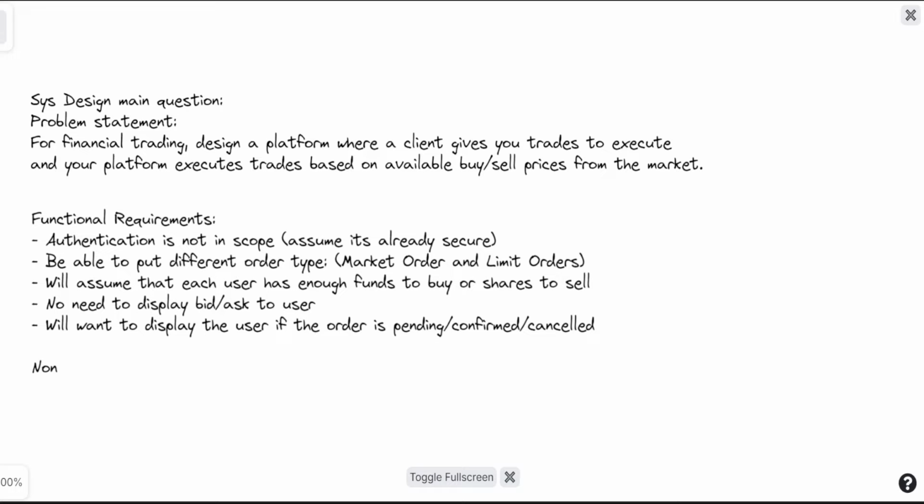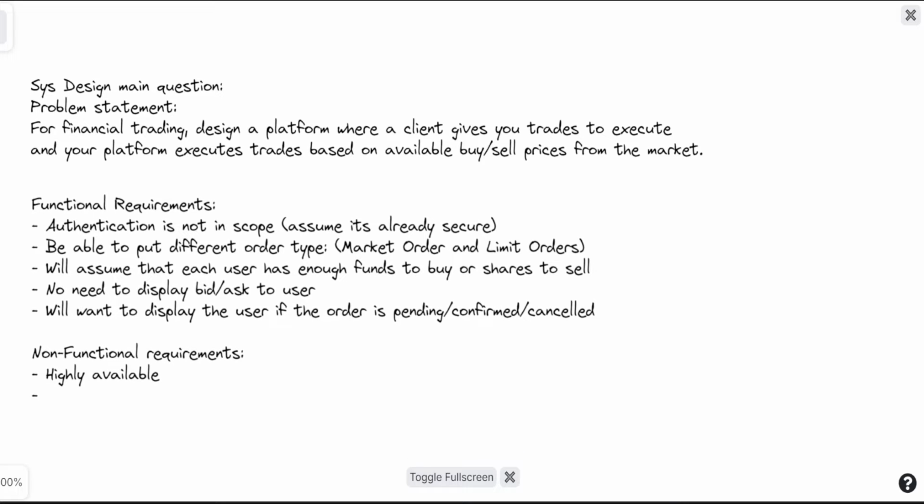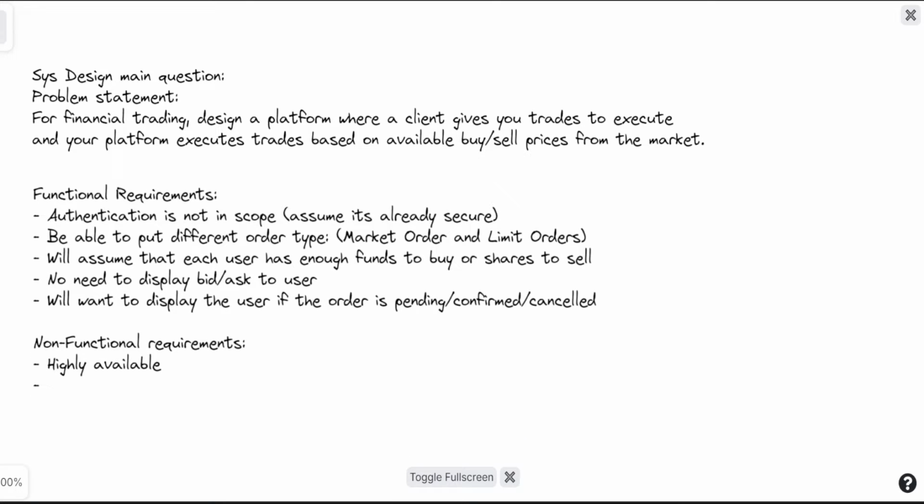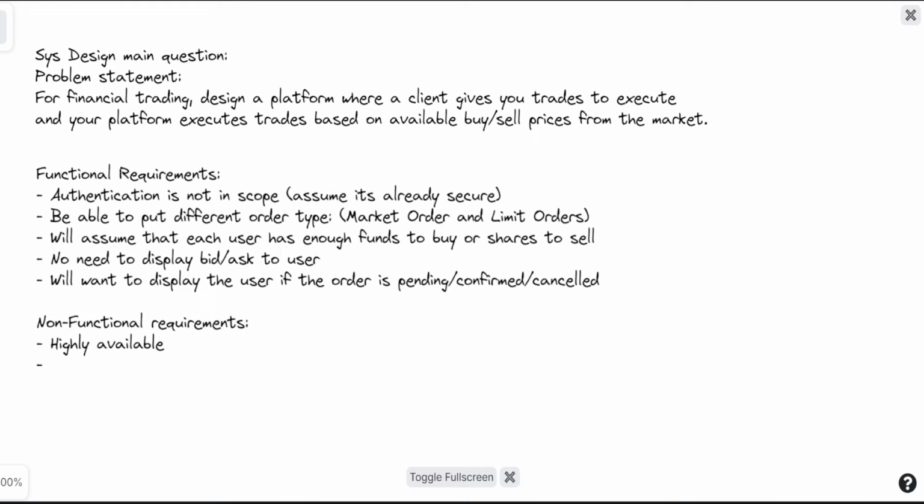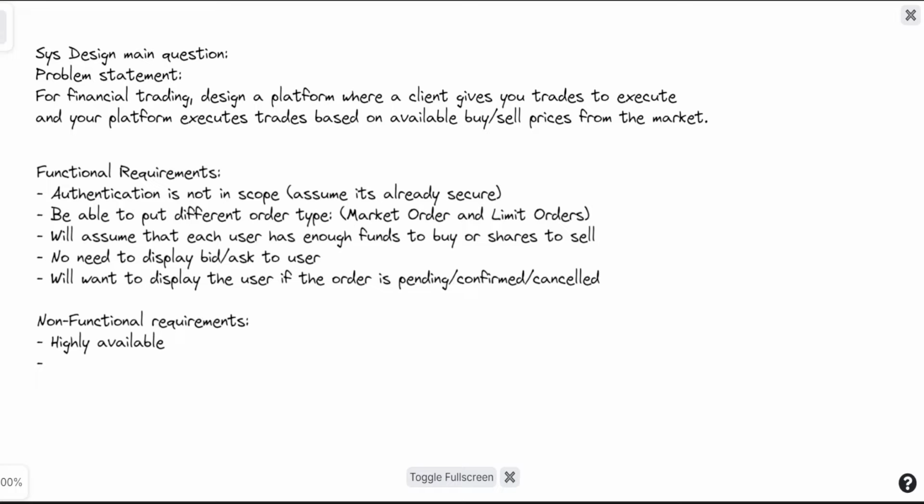Let's go to the non-functional requirements. I think it will definitely need to be highly available. For any stock trader, I know for myself, I like to invest, and it really sucks when I cannot buy or sell stocks at the point I want to buy or sell, because timing in the market is really important. That reminds me of GameStop, where suddenly Robinhood said, okay, you cannot buy anymore. That really sucks.